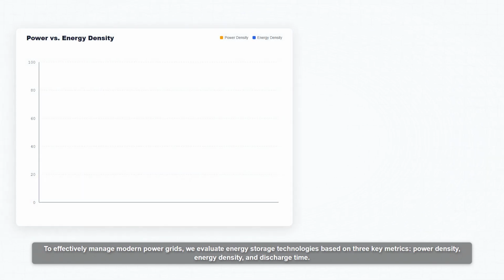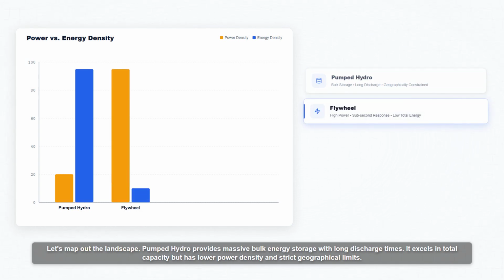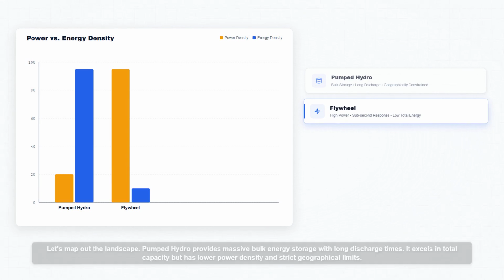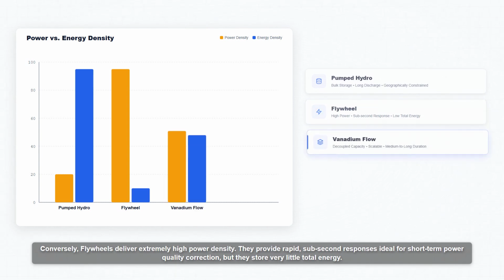To effectively manage modern power grids, we evaluate energy storage technologies based on three key metrics: power density, energy density, and discharge time. Let's map out the landscape. Pumped hydro provides massive bulk energy storage with long discharge times. It excels in total capacity, but has lower power density and strict geographical limits. Conversely, flywheels deliver extremely high power density. They provide rapid, sub-second responses ideal for short-term power quality correction, but they store very little total energy.